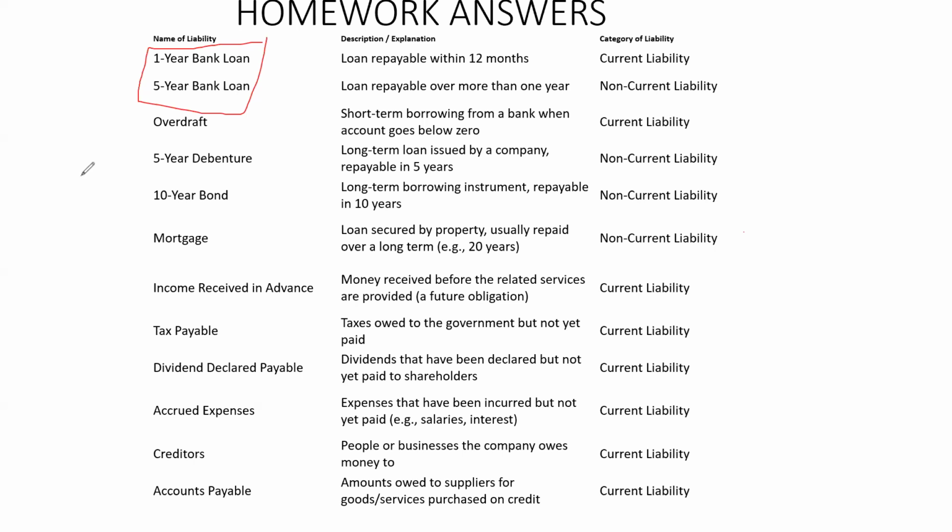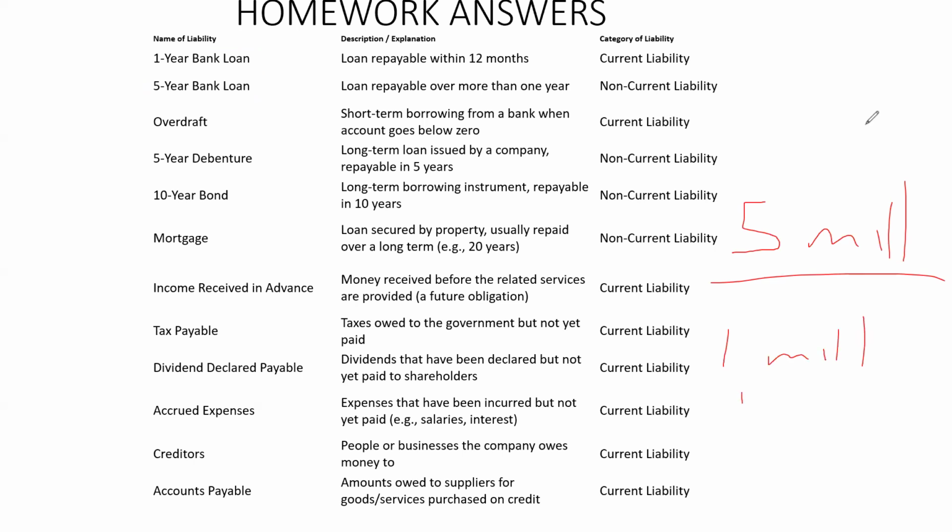Sometimes what your examiner or what your lecturer does is he can tell you this. He can tell you that you owe the bank 5 million, right? But within this 5 million, 1 million is going to be paid within 12 months. So how do you record that? Which means you need to split it.